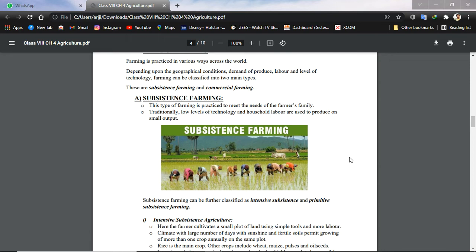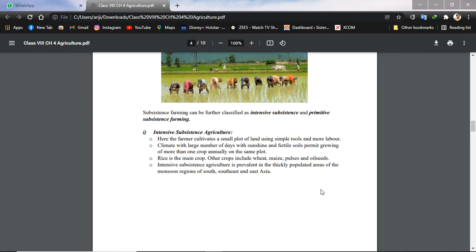Then we have to know that subsistence farming is also classified into two: intensive subsistence and primitive subsistence farming. So what is intensive subsistence farming or agriculture? Here the farmer cultivates a small plot of land using a large amount of labor, with a climate with a large number of sunny days, and annual cropping. In the same plot, they cultivate all the crops, and mainly they grow rice and other things.